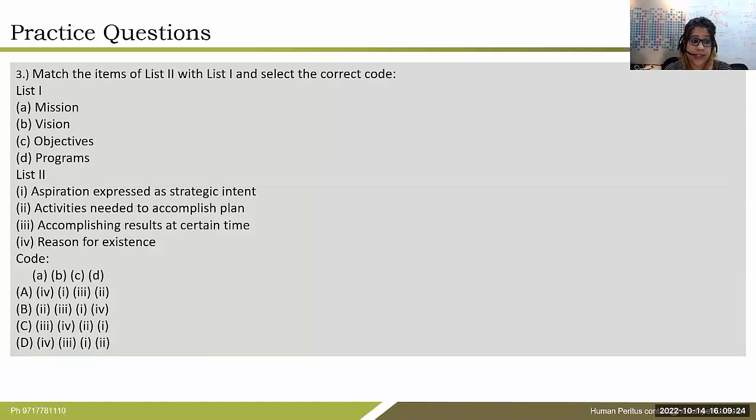Match the items. Okay, this is a very important question. It has been asked in multiple management question papers. Please answer it. Tell me what mission is. Mission gives us the reason for existence. So we know that A has answer 4, which means we need to check between options A and D, right? Now we'll go to plan. Activities needed to accomplish a plan. Plan comes with programs. D2.